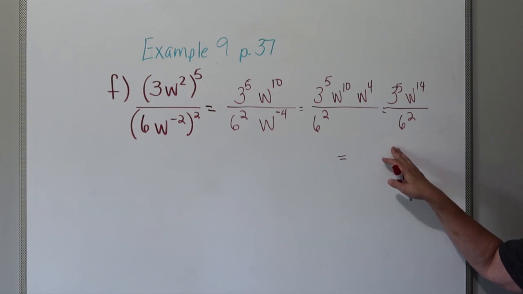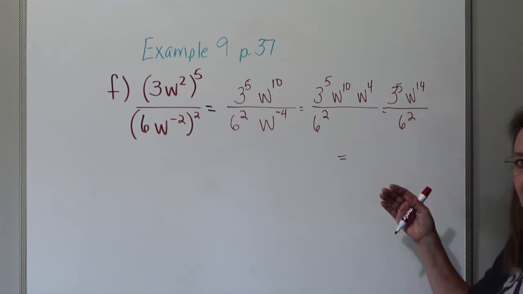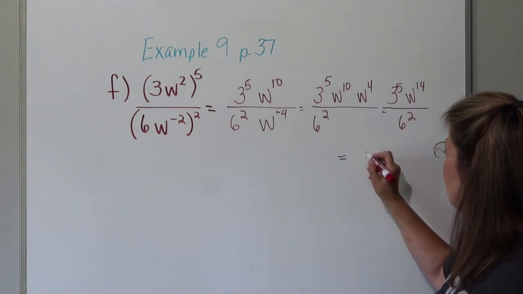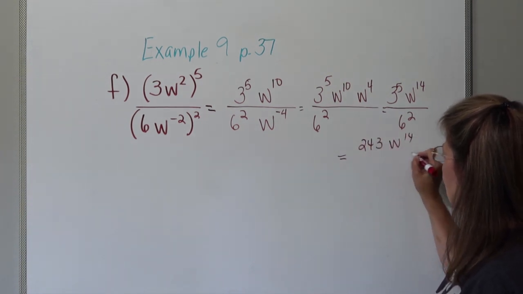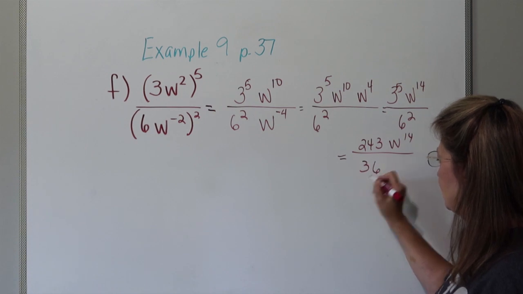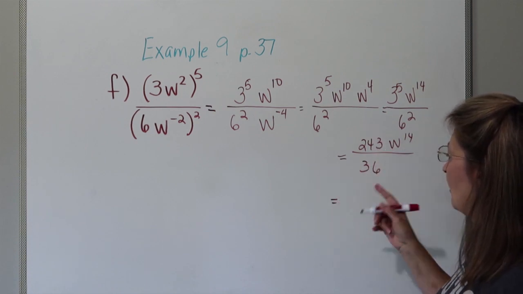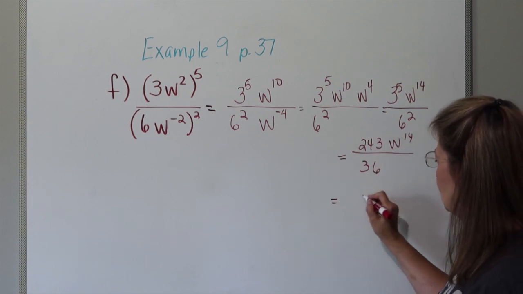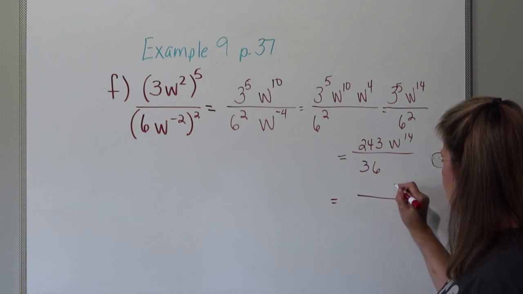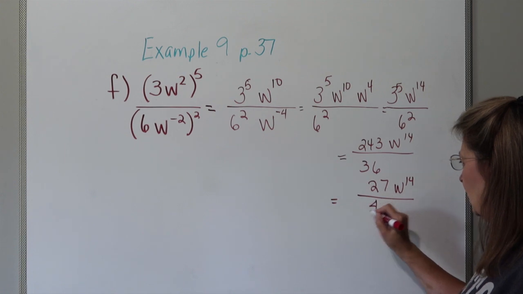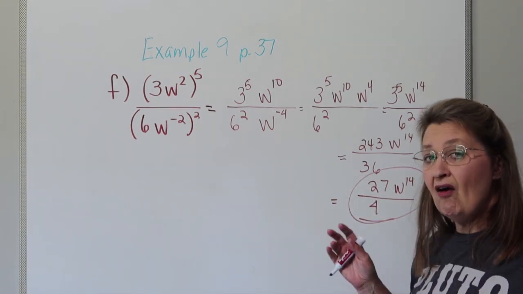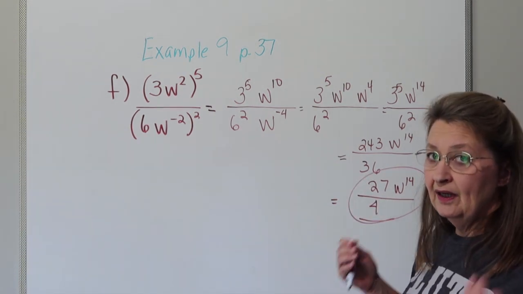Now to take care of the math part. 3 to the 5th is 3 times 3 times 3 times 3, 5 times. So that's going to be 243 w to the 14th over 36. And this will also reduce down. 9 will go into both of those. And when you divide both of these by 9, you get 27 over 4. And that is all of our exponent examples.